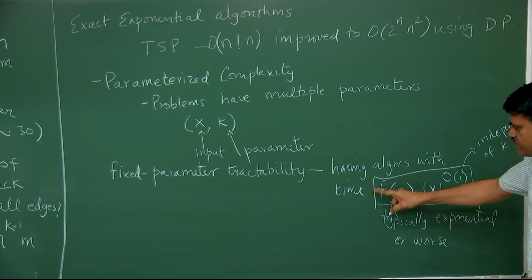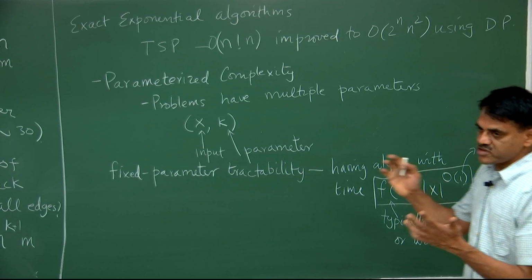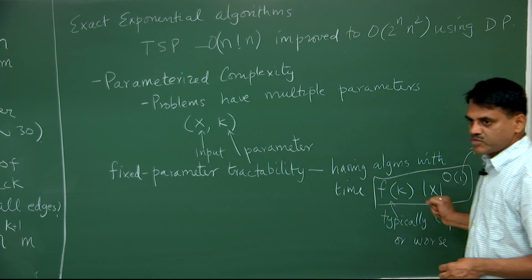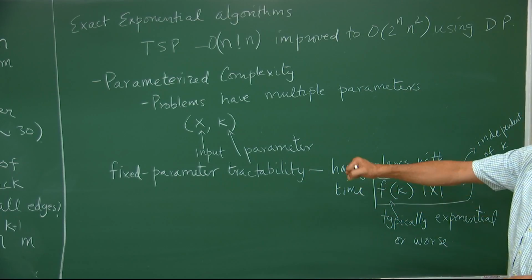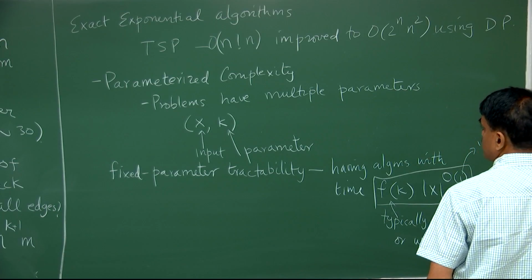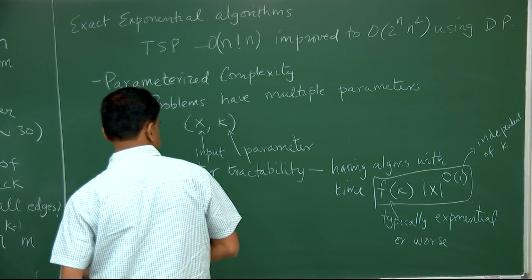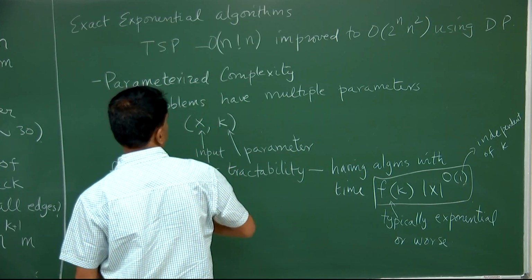So here I am okay with some exponential in k, and it turns out vertex cover has a very simple algorithm of this type. You don't have to do all this branching. And what is that algorithm? So what you can do is, let me write here.